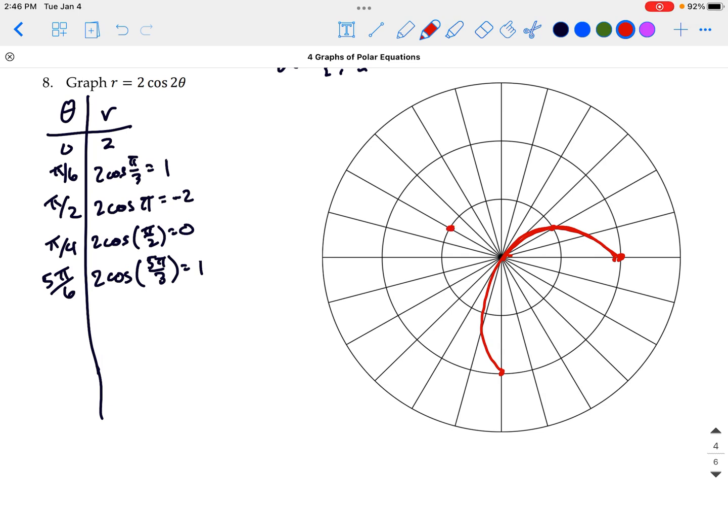Okay. Oh, and I see I've forgotten the 45-degree angle. Should have done 3 pi over 4 first. So that's going to be 2 cosine of 6 pi over 4, which is 3 pi over 2, which is 0. So we're going to trace quickly back to 0. And then we're going to rotate out from 5 pi over 6 to pi, which will be 2 cosine 2 pi, which will be at 2.